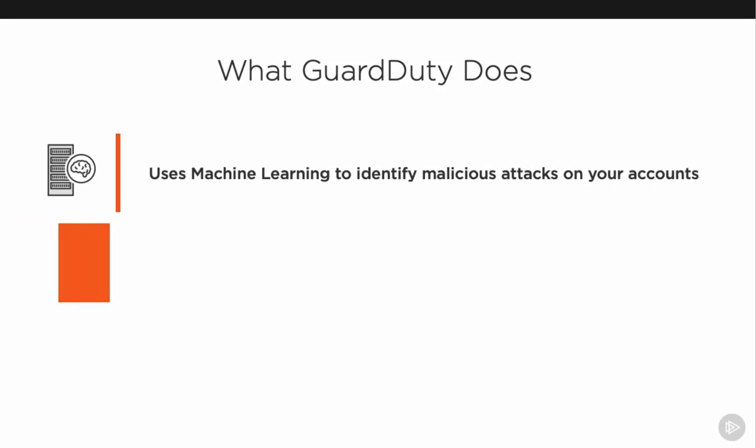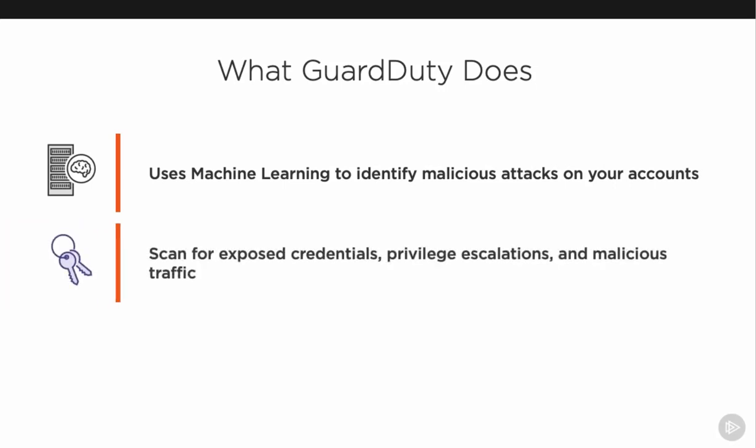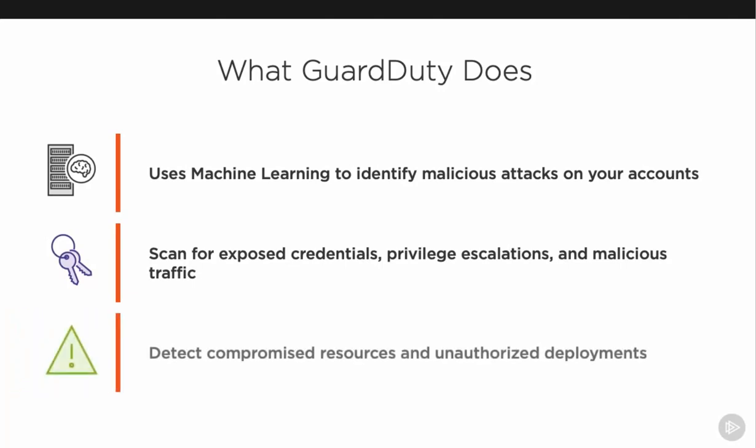Now, it also scans for exposed credentials, privilege escalations, and malicious traffic. So basically, it's going to be able to see if any access keys, static credentials were exposed, if you've had unwanted privilege escalations to maybe admin level roles, or if you have some type of incoming malicious traffic into your AWS account. And then lastly, it's going to be able to detect compromised resources as well as unauthorized deployments.